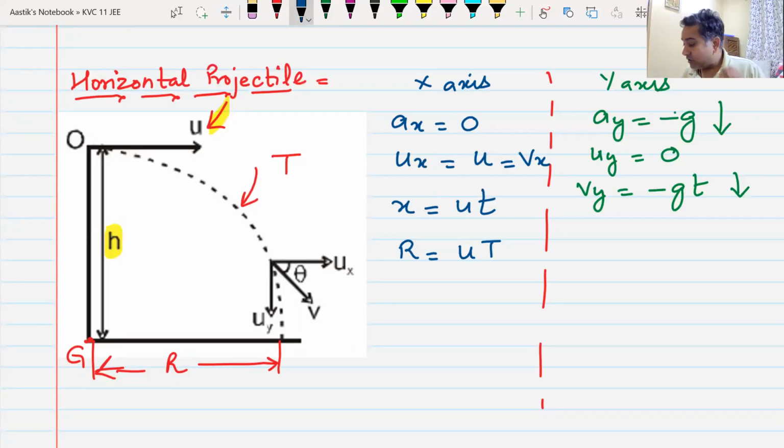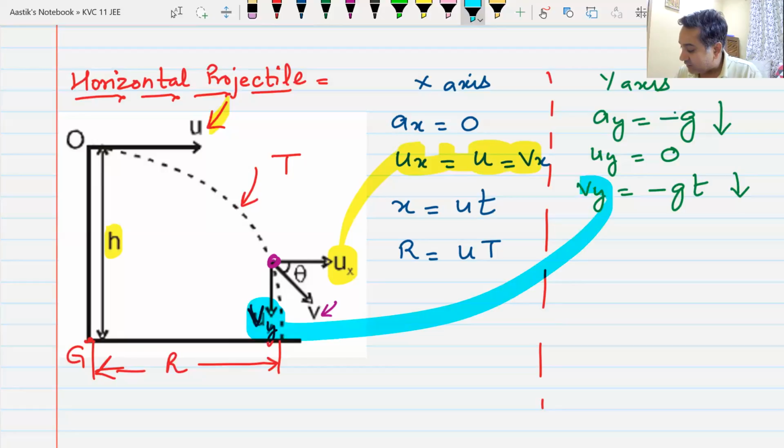Now, if I have to find out the y component, let us say the particle is here. It has the velocity v. This is the horizontal component of velocity which remains same. Do we understand this? This is, let me name it vy. This is the vertical component of the velocity, and you can see the vertical component of the velocity changes like this. Do we understand this? Same diagram. Okay.